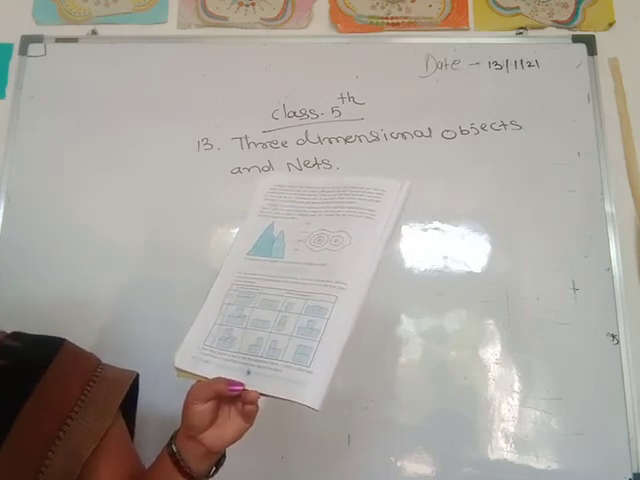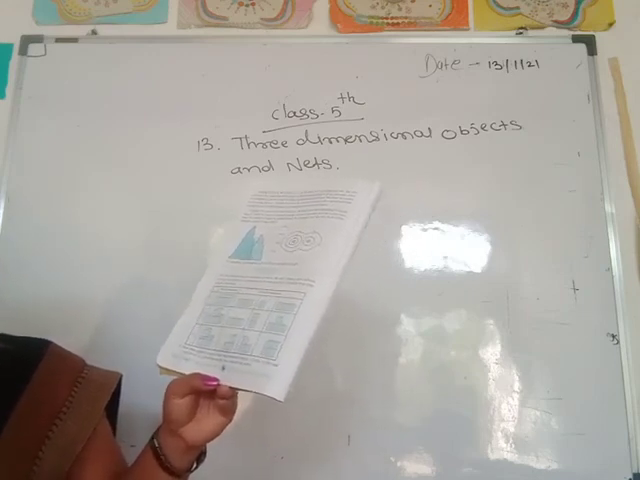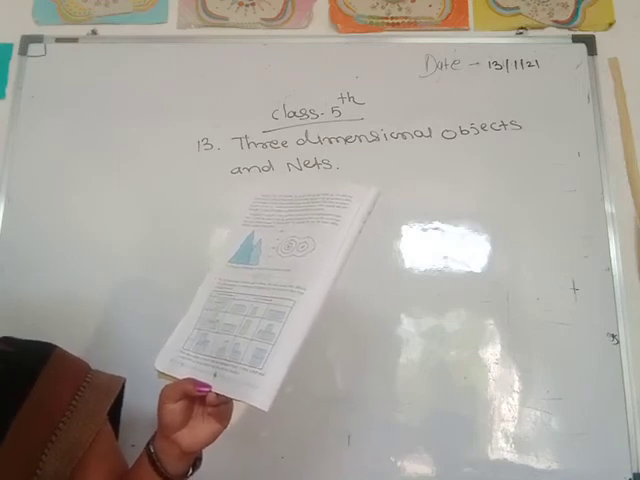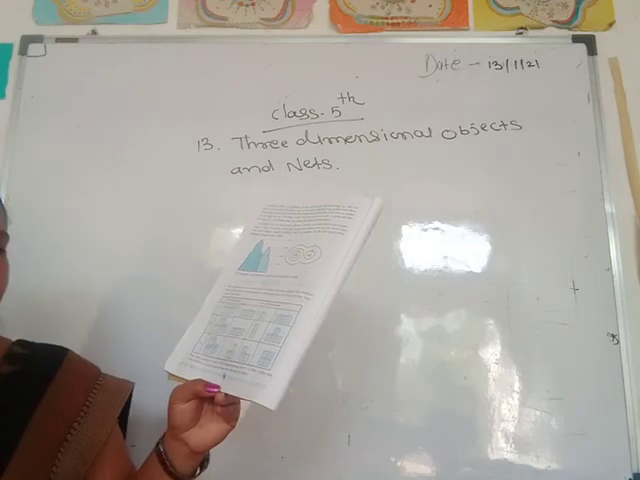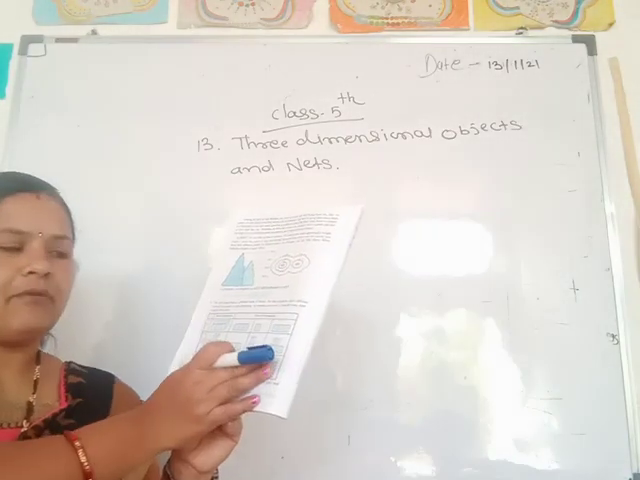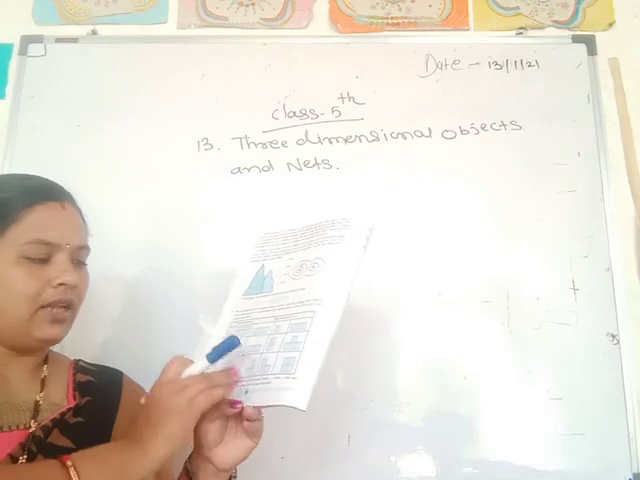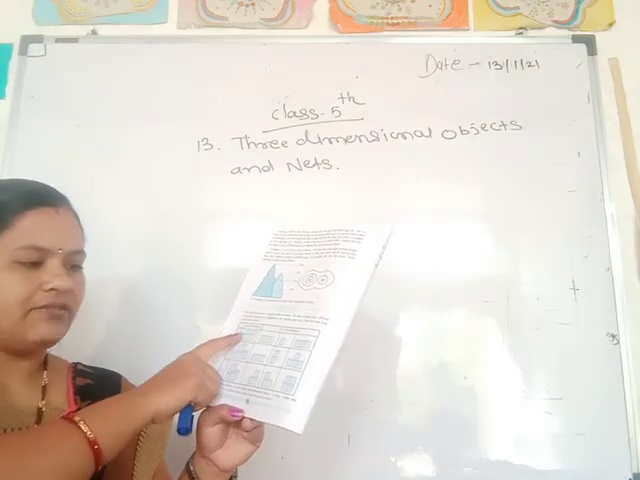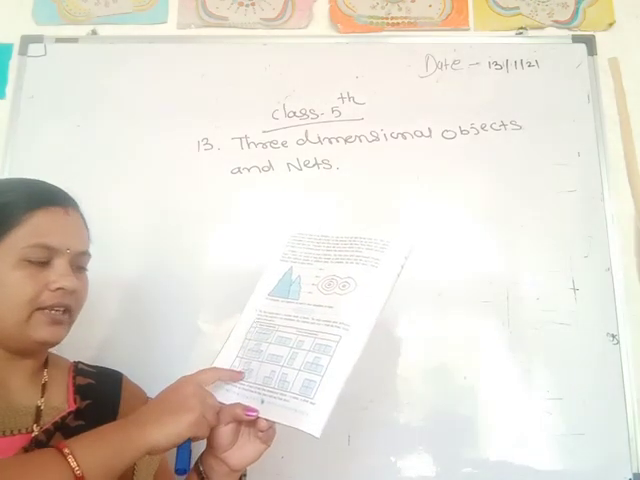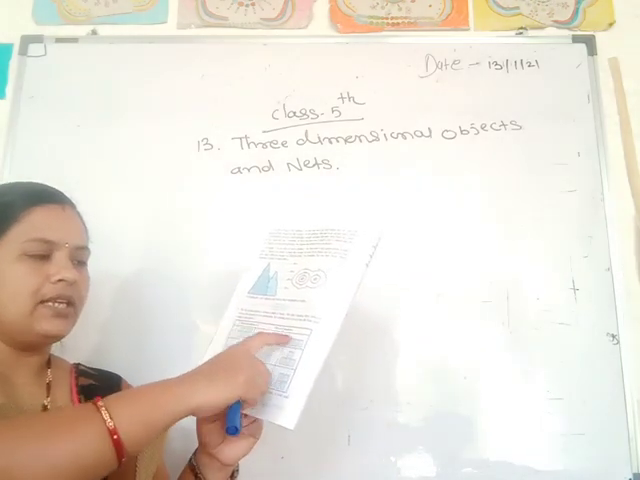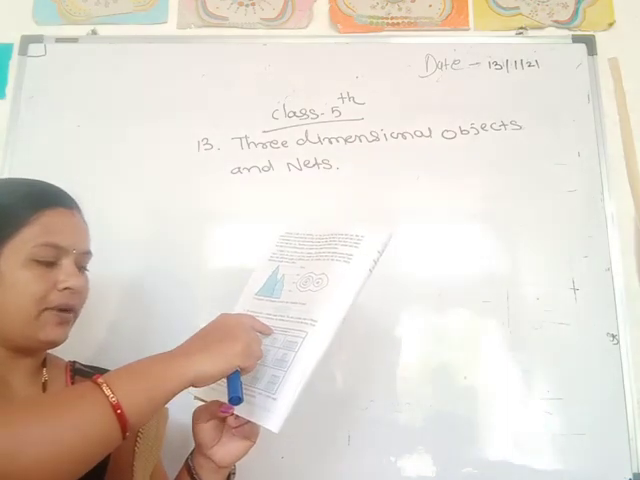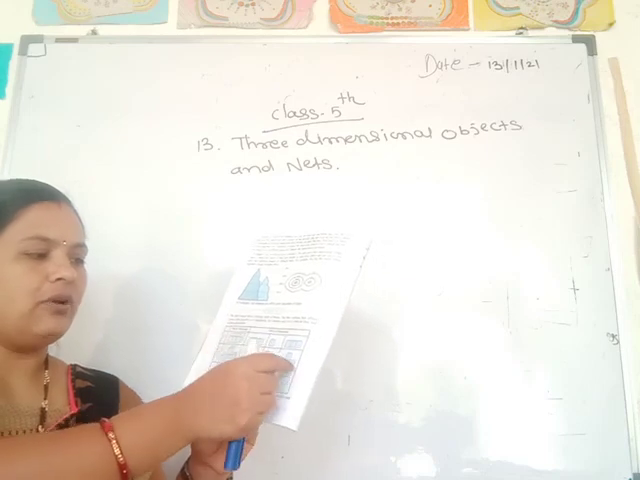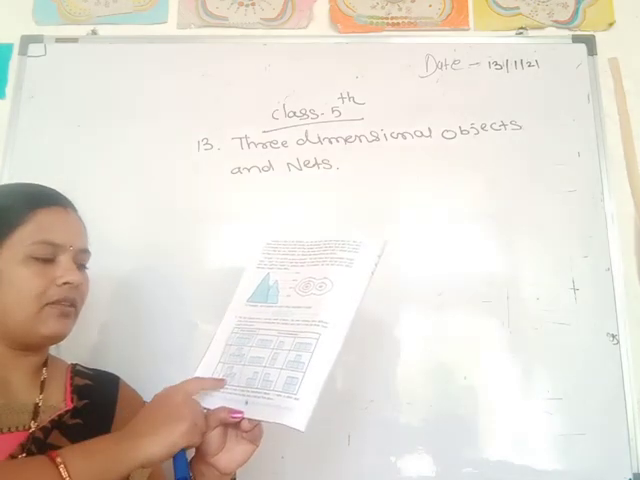Then the second question: draw three pictures of each of these three-dimensional objects, a table, a chair and a water bottle, as viewed from the front, from a side, and from above. In this type you make a column and draw the pictures of these three-dimensional objects: table, chair and water bottle, and make three columns for front, side and above, and draw the pictures.